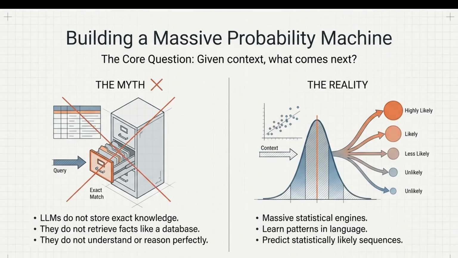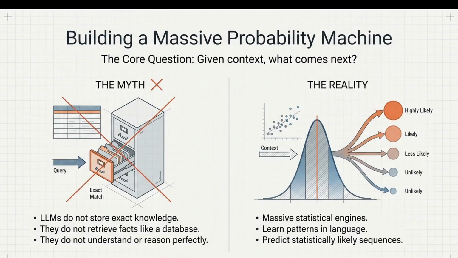Many people don't know how LLMs actually work. LLMs do not store exact knowledge. They do not retrieve facts like a database. Like you know how it happens within a database, when the knowledge is stored, you retrieve it based on queries, right? That's not what happens when it comes to an LLM. They do not understand or reason perfectly. They are probabilistic engines. They're completely based on statistical analysis.